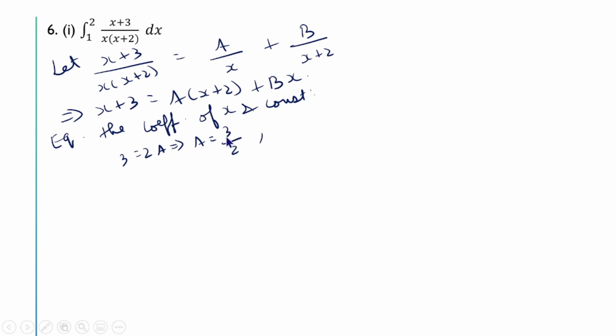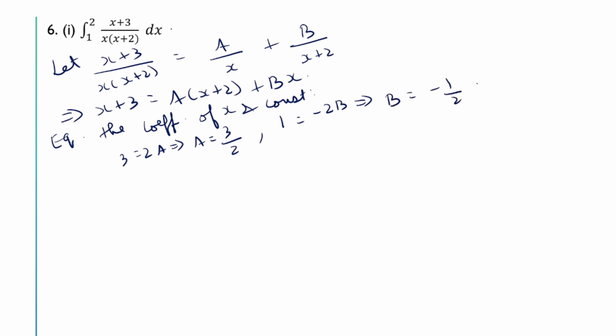Then when we substitute x as minus 2, we will be able to get b, because the term with a will go. So when we substitute x as minus 2, we get minus 2 plus 3 is 1 is equal to minus 2b, or from this we get b is equal to minus half.